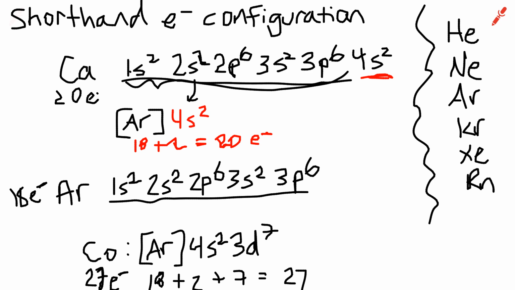So just remember that you're writing a noble gas in brackets, and it can only be one of these 6 ones right here.